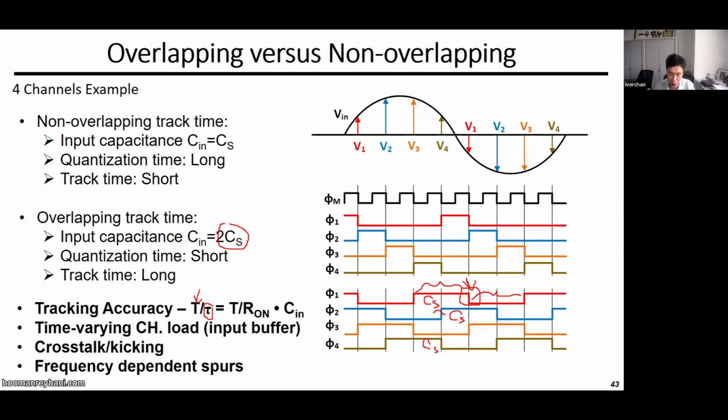So we conclude that there could be crosstalk or kicking from the other channel. With this effect, you will see spurs rising in the spectrum. In the spectrum, you will have a lot of spurs, which are not easy to identify because they come from the kicking from different channels. So you will need a very low impedance or high driving capability buffer to settle those errors. Otherwise, this will be even worse, like the kickback error from the whole ADC.